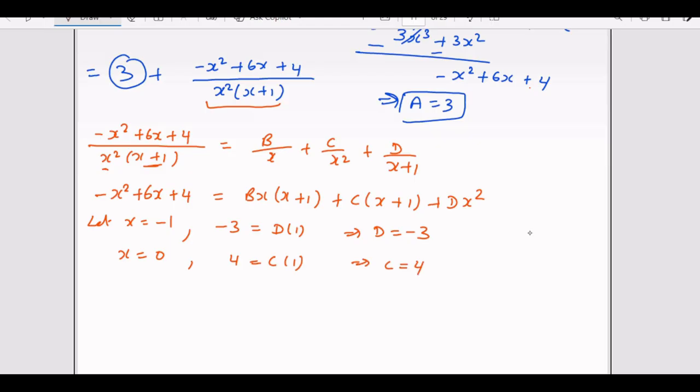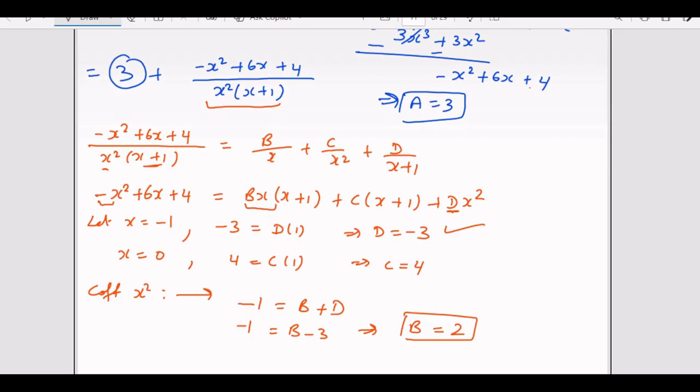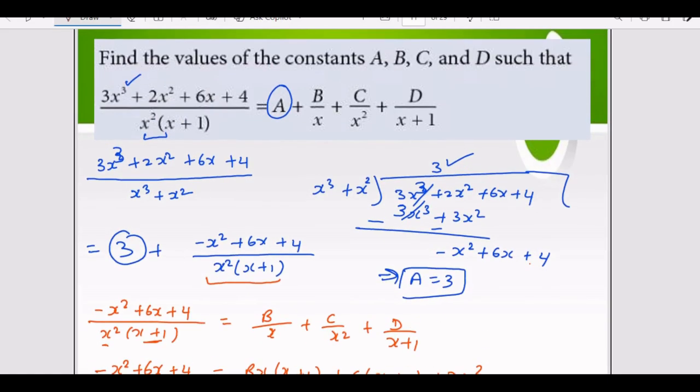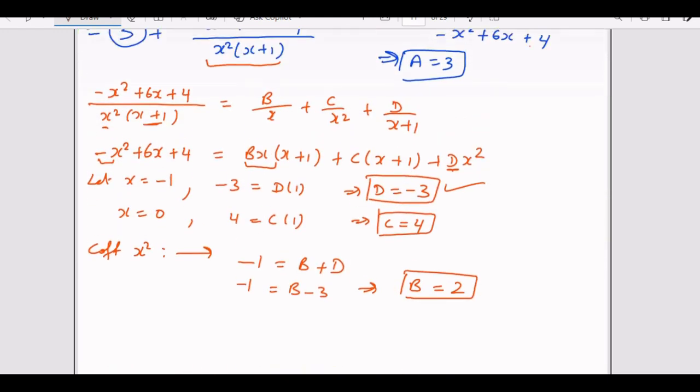Then we can combine the coefficients. Equating the coefficient of x squared, we have negative 1 on the left hand side, and on the right we have b, and then d. We already have the value of d here. So minus 1 equals b minus 3. So this gives us the value of b equals 2, right? So we got the values of a and b, and c and d are here. So we got all the values. That was actually the question.